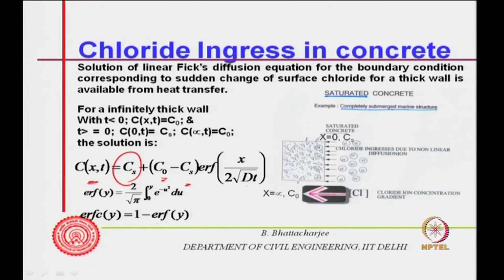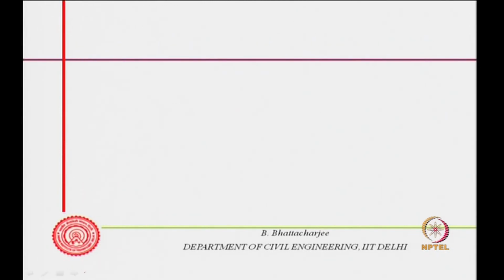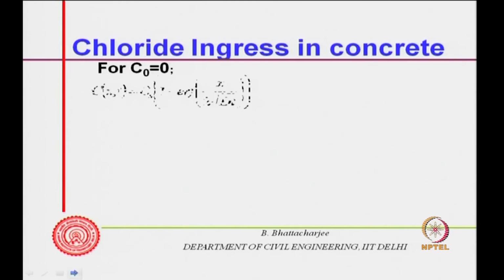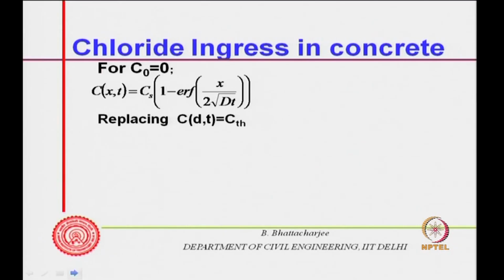And the complementary error function is called 1 minus erf y. So, this value will vary from 0 to 1, and 1 minus this error function of y is the complementary error function, and you can actually get error function of 0 equals to 0, error function of infinity equals to 1. So, it varies from 0 to 1, therefore 1 minus this is called the complementary error function, and one can use this. So, for C 0 equals to 0, that is, when the initial chloride concentration is 0, this equation can be written in this manner, where x is any distance, d is the diffusion coefficient, and t is the time.